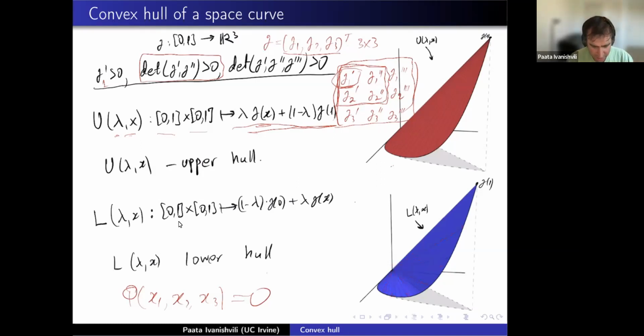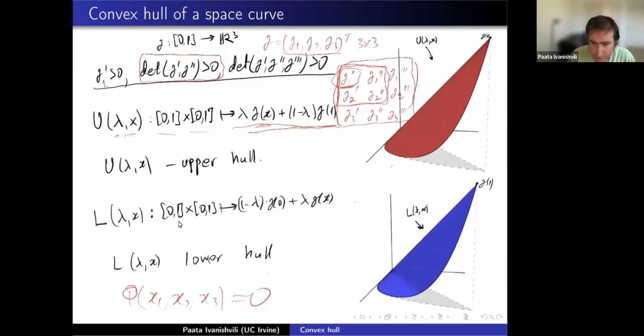What you get is the lower boundary of this convex hull of the space curve. So you take this lower boundary, you take this upper boundary, you put them together, and this is the complete description of the boundary of the convex hull of the space curve in 3D.